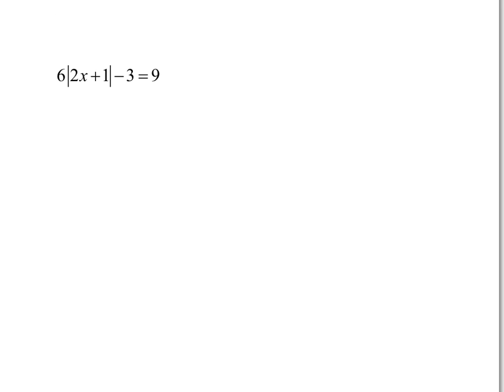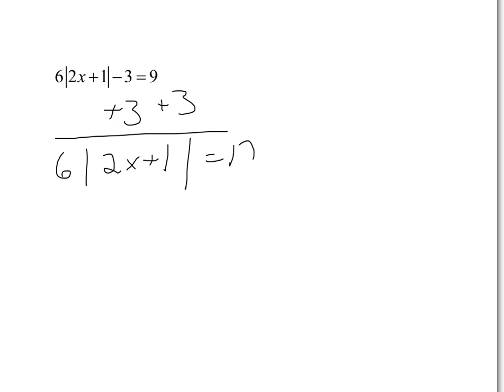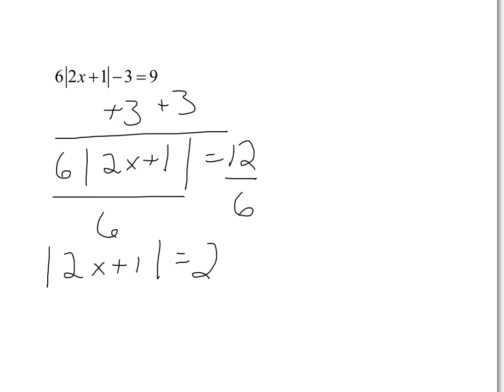So let's try this big long one. To get the absolute value by itself, first I'm going to have to add 3 to each side. So I get 6 times the absolute value of 2x plus 1 equals 12. Now I have to divide each side by 6. So that gives me the absolute value of 2x plus 1 equals 2. So now I can write two equations. 2x plus 1 equals 2, or 2x plus 1 equals negative 2.